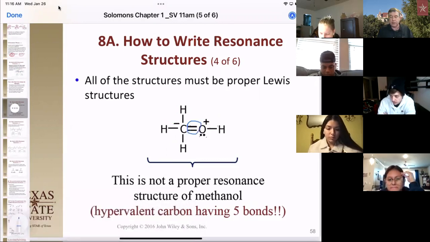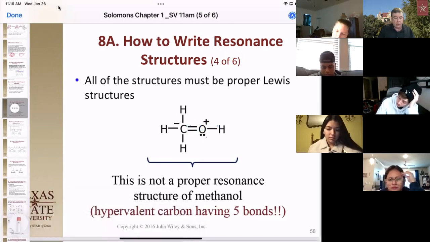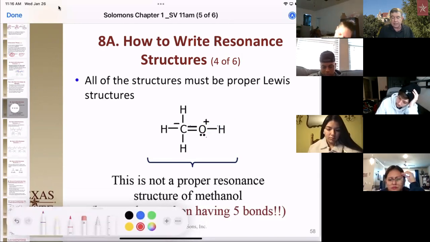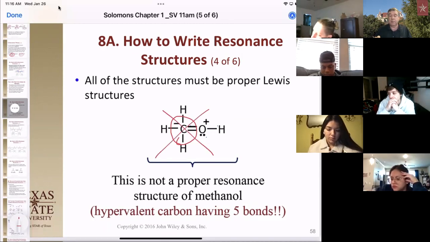Because there's 4 here, 2 here, and 2 here. So oxygen has 8 electrons, but we have a problem. We do not have a valid Lewis dot structure because carbon here has 10 electrons around it and it has 5 bonds, okay? That means this cannot be a valid Lewis dot structure for methanol, okay?